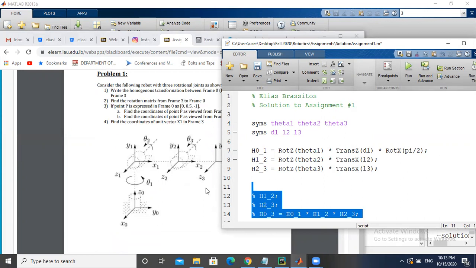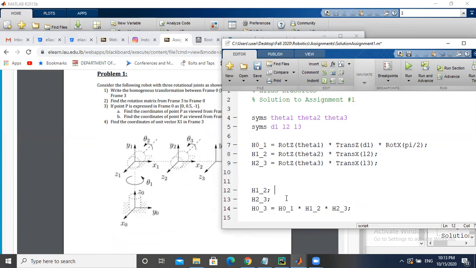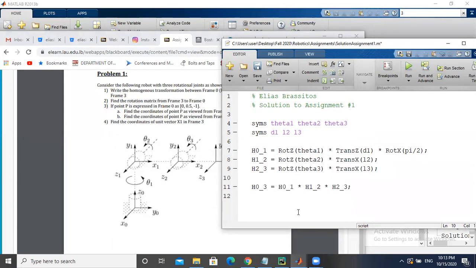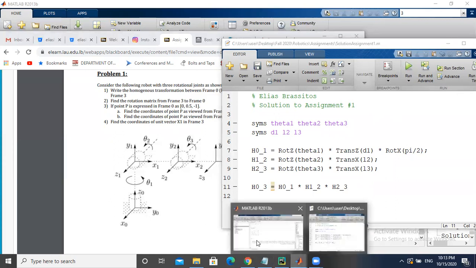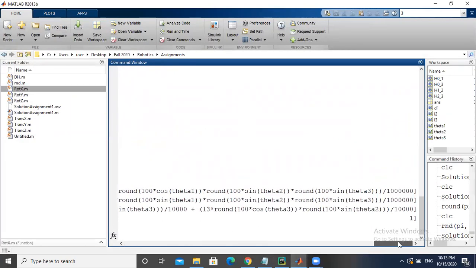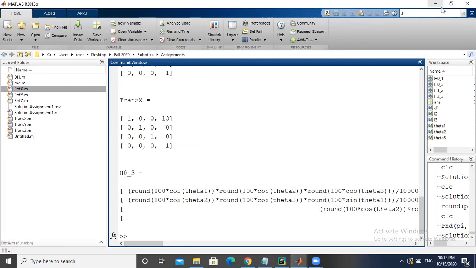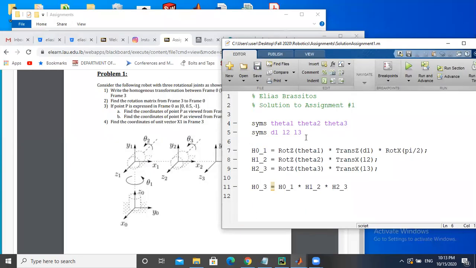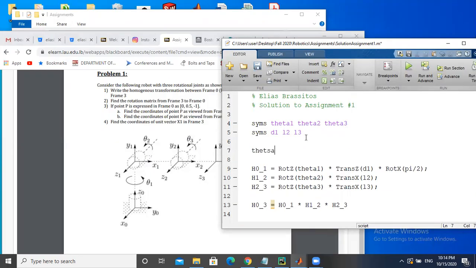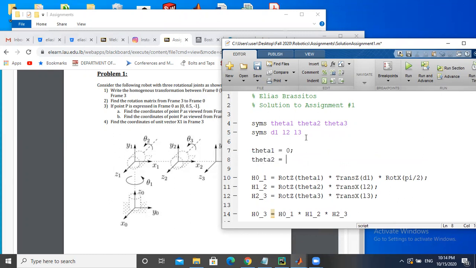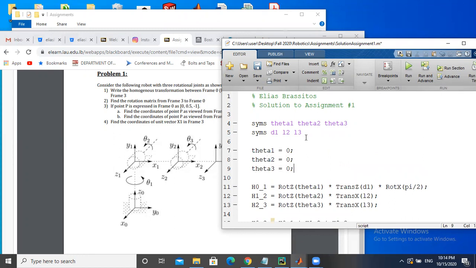So let's do this. H03 is nothing but H01 multiplied by H12 by H23. So if I run that, okay, I'm good. If I actually try to see what that is, it will execute that. Okay, so this is my rotational transformation. If we put some values into theta 1, 2, and 3, theta 1 equal to 0, theta 2 equal to 0, and theta 3 equal to 0, let's run that.